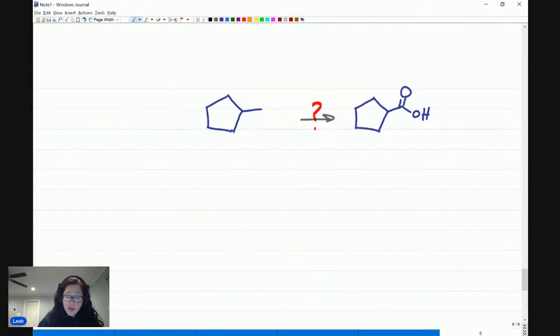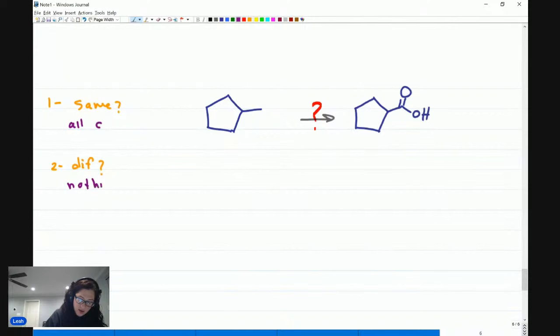We don't want to start with reactions. We want to start with the two questions. Now, if you're in Orgo 1, you haven't learned this yet, just pretend that this is something like a bromine over here, because that you should know how to do. Question number 1, what is the same? And question number 2, what is different? Well, what is the same in this case is all the carbon. And what is different is that I have nothing on my reactant, and somehow it's going to a carboxylic acid.